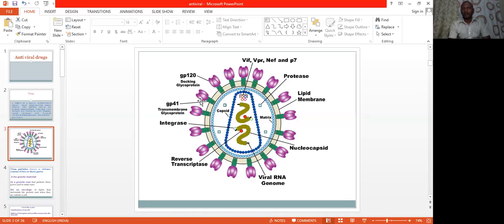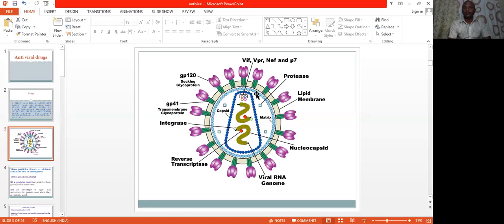You can see that on the viral particle surface, you have all these glycoprotein 120. It is very important for the virus because this protein detects the host cell and attaches to the host cell. Without this protein, the virus cannot attach to the host cell and cause the infection.